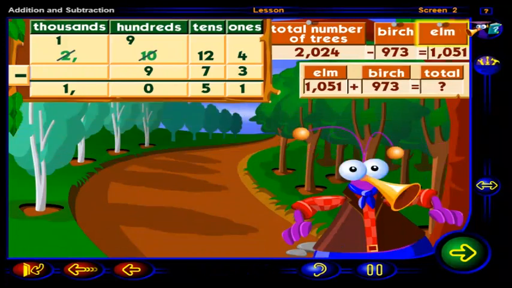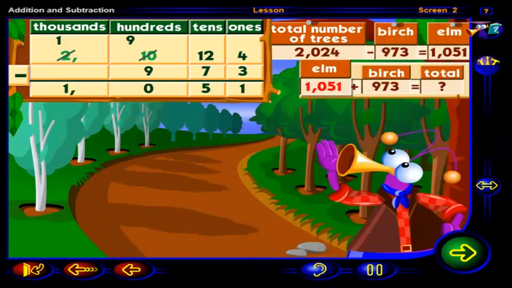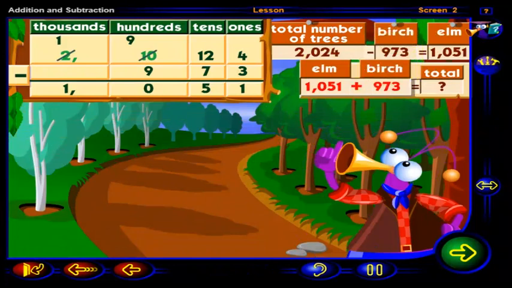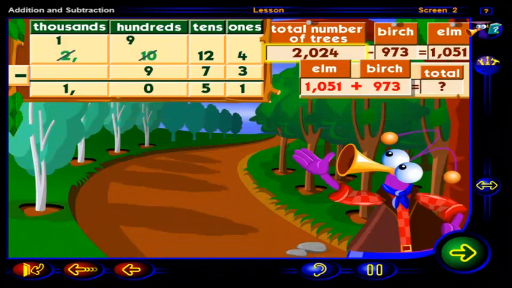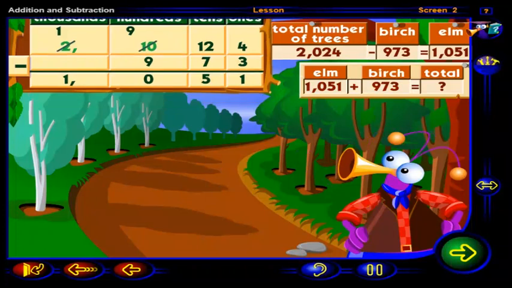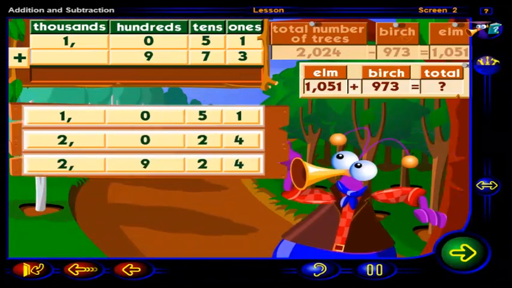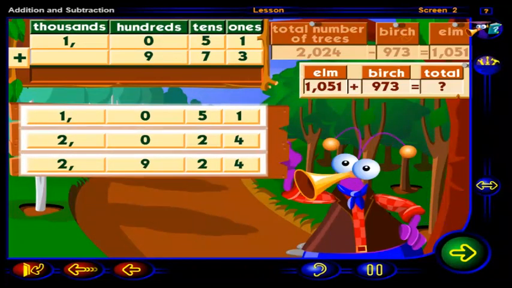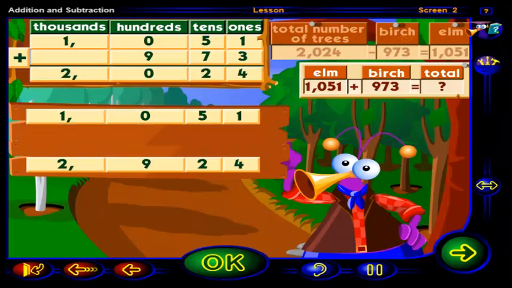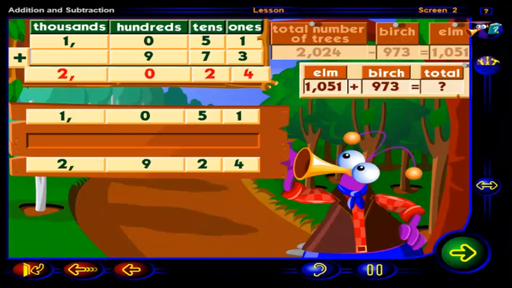If the number of elm trees is 1,051, then 1,051 plus 973, the number of birch trees, should equal 2024, the total number of trees. What is the sum of these numbers? Drag a number here, then click OK. That's right. The sum of these numbers is 2024.